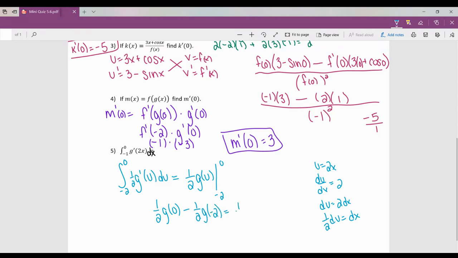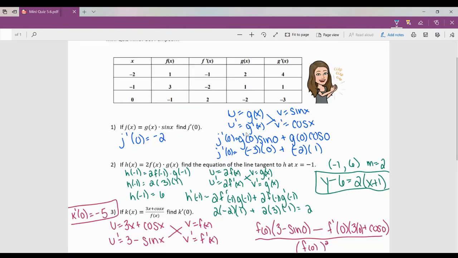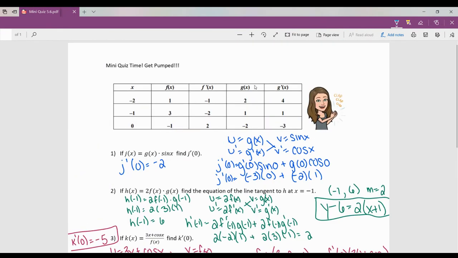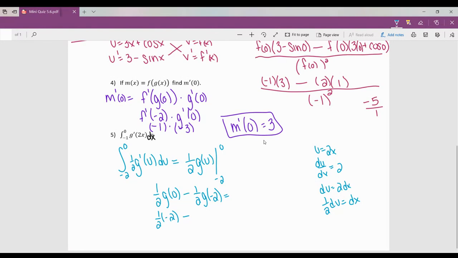So that's going to equal, I'll do it below, 1/2 g of 0. So g of 0 is -2. So 1/2 times -2, minus, and then g of -2 is 2, so 1/2 times 2. So I've got -1 minus 1. -2 is my final solution for that one. And that's it.